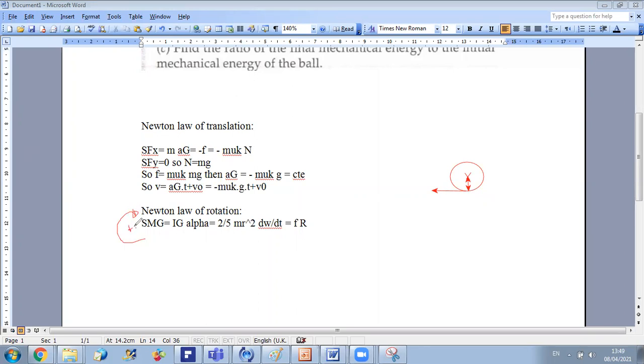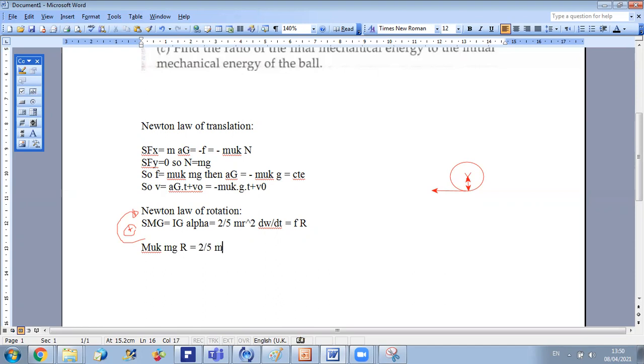Okay. So now I can say that if I replace F by its value, بيطلع لي انه mu k times G times R is equal to، بعد في الام كمان لانه الاف هي mu k N، so times m، equals to 2 over 5 mr square. ليه ما شلنا الام والار؟ هلا بنشيلهم، we will simplify them.